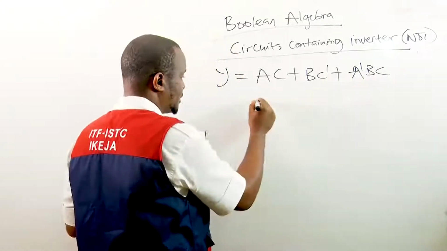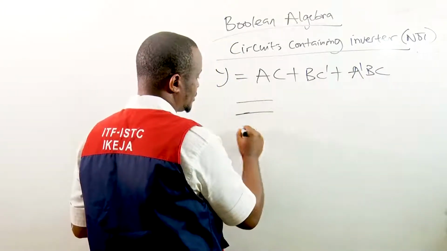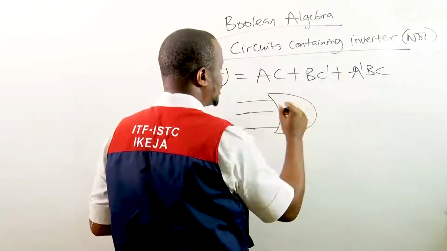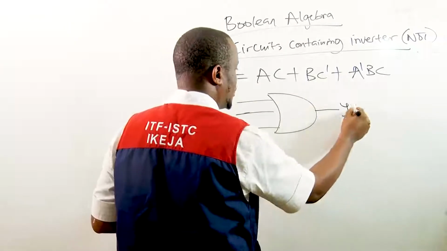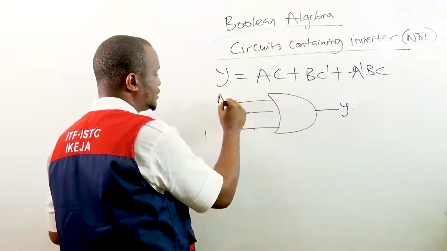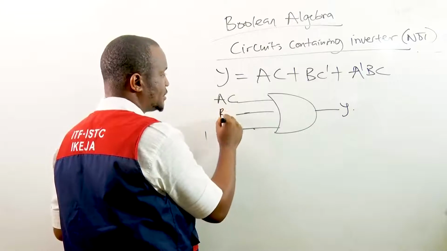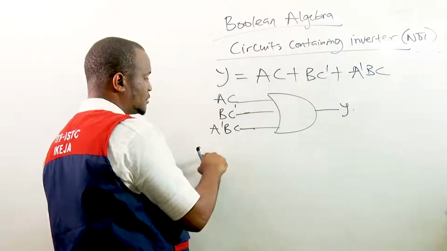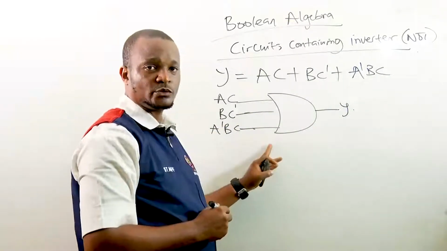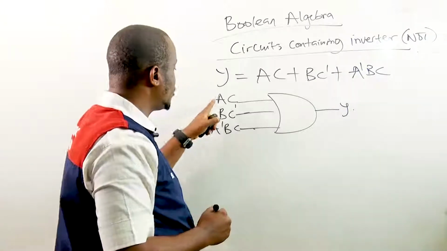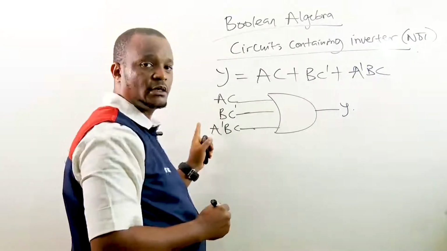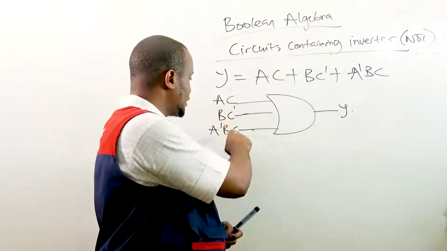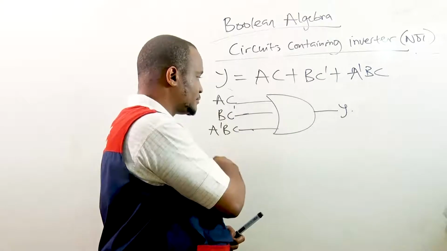So let us have it this way. Let's say this is the OR, because everything is all together. Let's say this is the Y. So we have AC, we have BC prime, then we have A prime BC. So this is just the general outlook, how it's going to look. But we know that there are more functions. We can't represent it in this way. So we have to further break it down, because there are AND gates contained here, there are inverter circuits contained here.